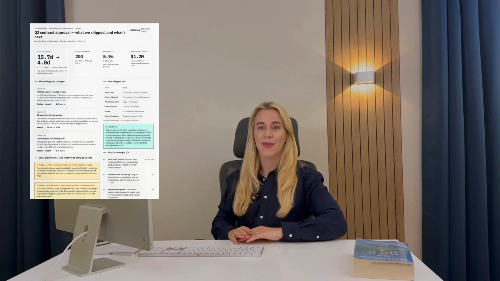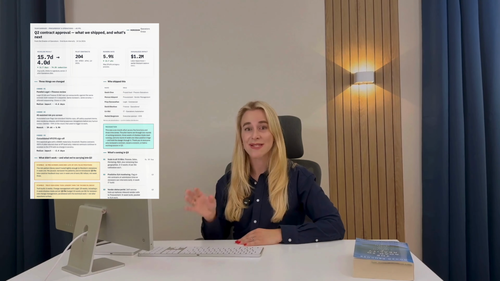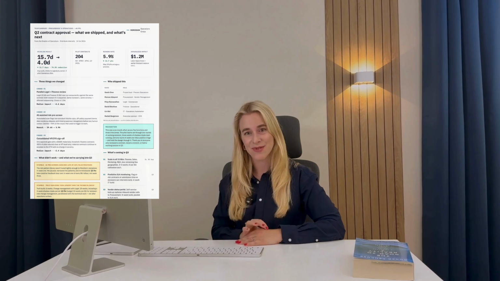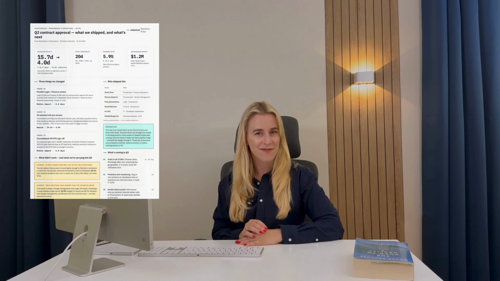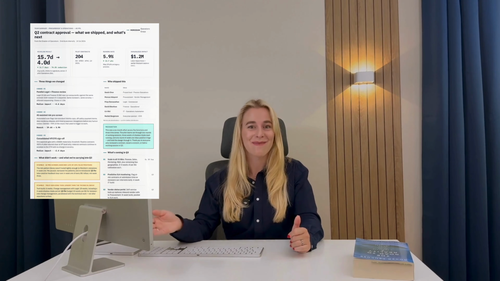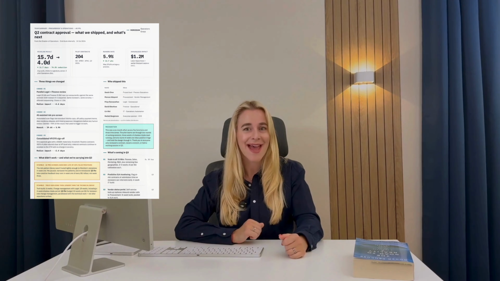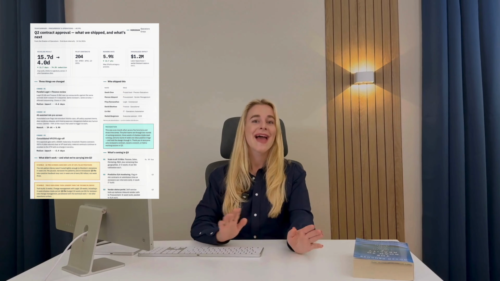Now the right column. Who shipped this? Note the small italicized line below the table. Names are placeholders confirmed before distribution. That's Claude protecting me from accidentally publishing fake names to a real team. The disclaimer is automatic. And below the names, the recognition callout.